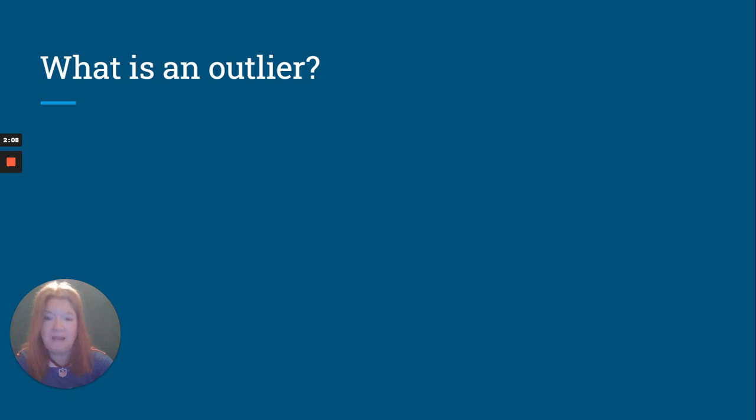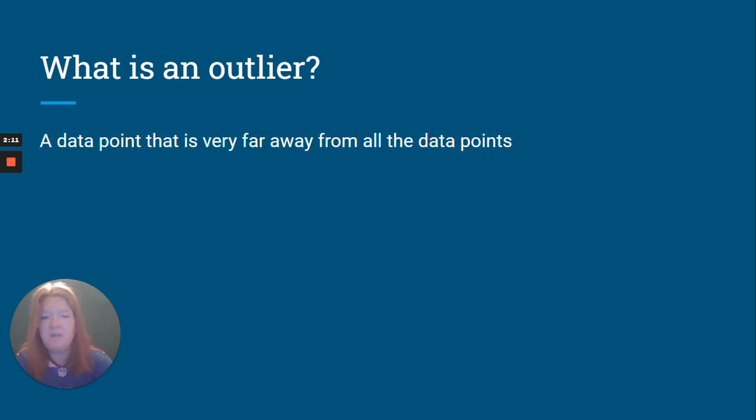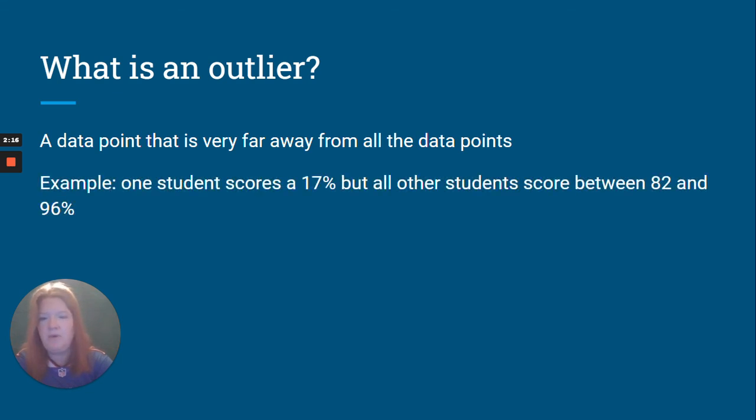And what is an outlier? An outlier is a data point that is very far away from all the other data points. Okay. One example, one student scores a 17% on an assessment, but all the other students score between an 82 and a 96. That 17 is an outlier, far away from all the other data points. Or you might have been taking your temperature and your temperature has been 102, 102.1, 102.3, 101.9, and all of a sudden it's 97, and then again 102.1. So that 97 is an outlier.